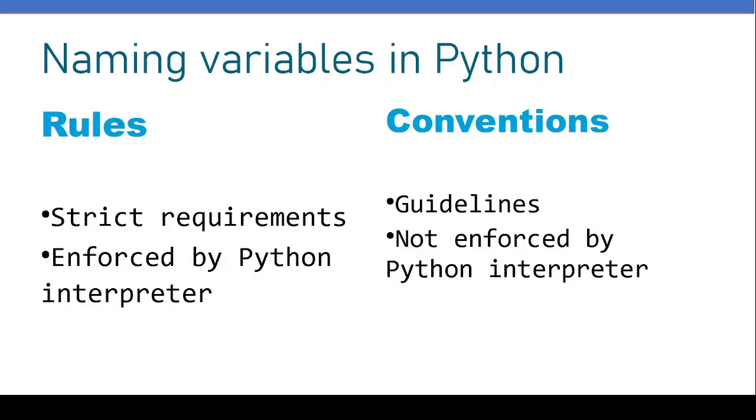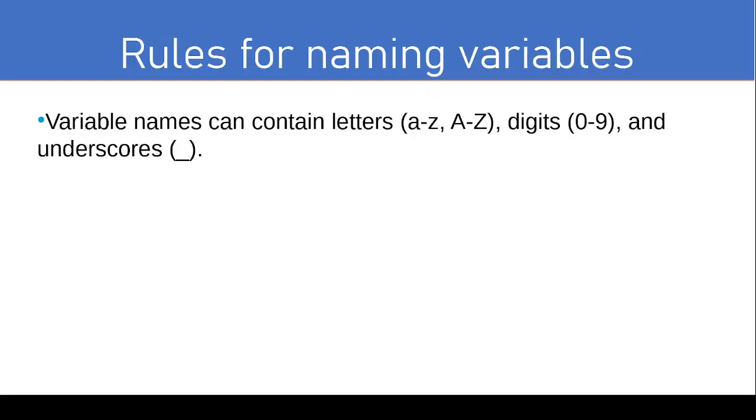Let's start with the naming rules. Variable names can contain letters in lowercase or uppercase, digits from 0 to 9, and underscores. They cannot contain spaces or special characters such as exclamation mark, $, percentage, or any other special character. Variable names must start with a letter in lower or uppercase or an underscore. They cannot start with a digit.